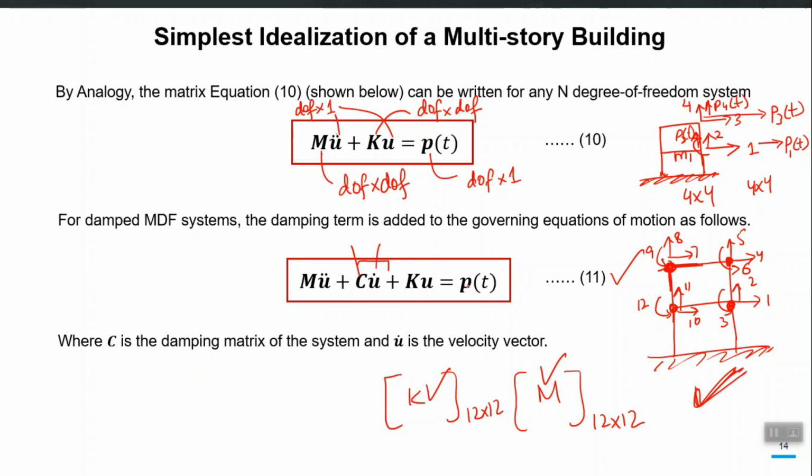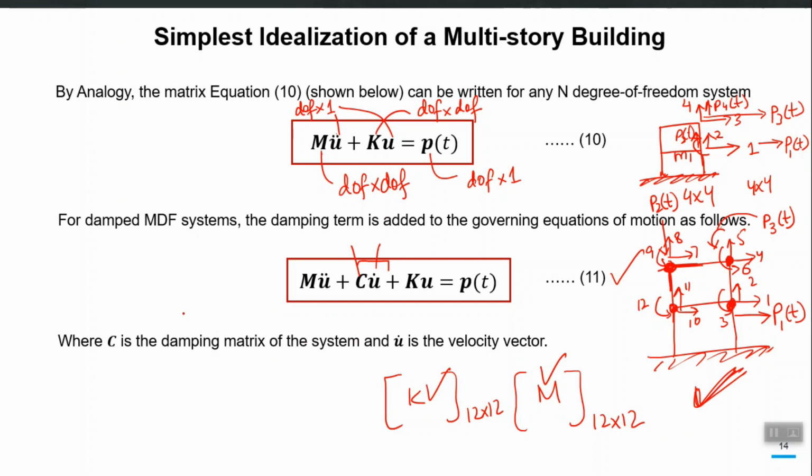So P of t will be a vector arranging all the applied forces. Let's say on this 12 degree of freedom structure, I apply only 3 forces. One is the lateral force in this direction, let's call it P1 of t. One is the vertical force on this node, let's call it P2 of t. And let's say we apply a concentrated moment directly on this node, let's call it P3 of t. P3 of t is actually a moment, right.